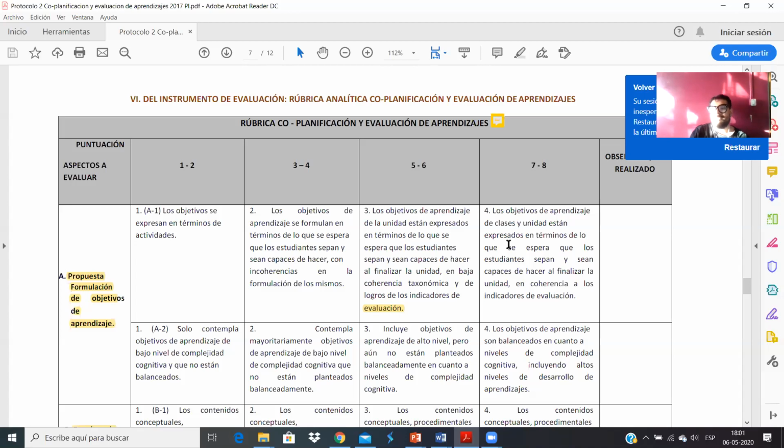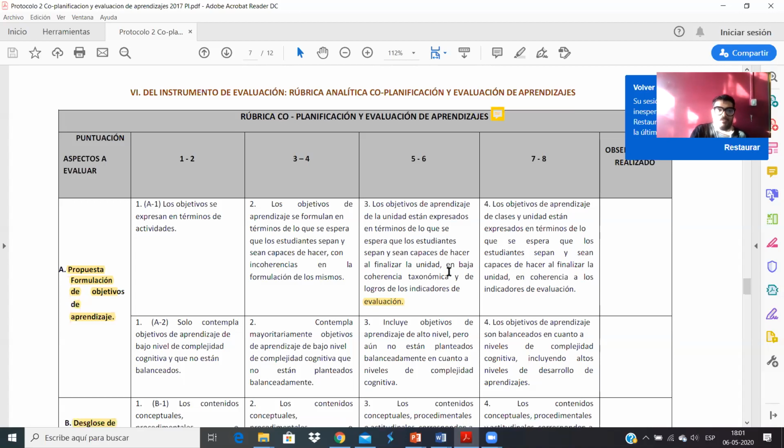So what is the evaluation process here? First, propuesta de formulación de objetivo de aprendizajes. So, did we cover this? Do you know how to formulate an objective?